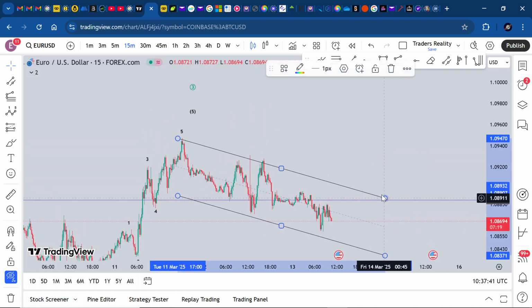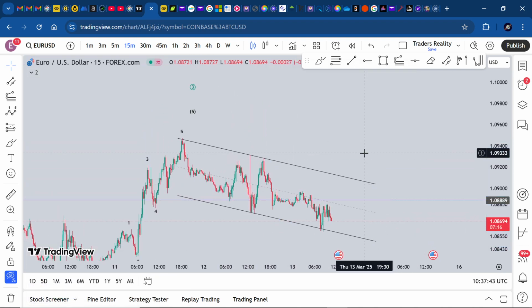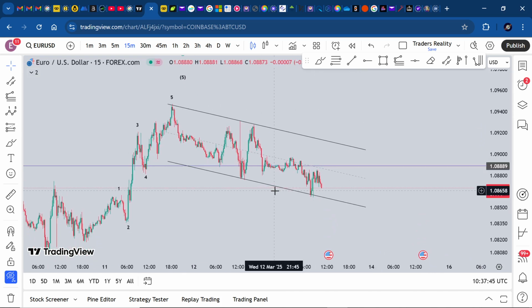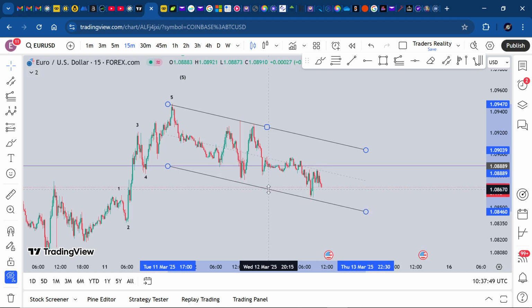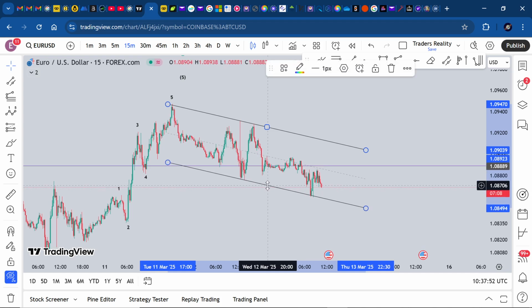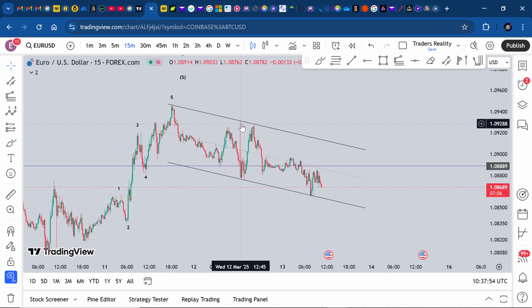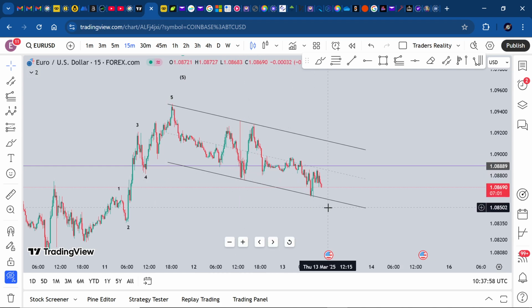Which one is my B? Oh, excellent. I can get them both there like that. Pull this down a tiny bit. You see how it confluences? Look, those lines match up neatly. These two wicks as well match up neatly against the line.